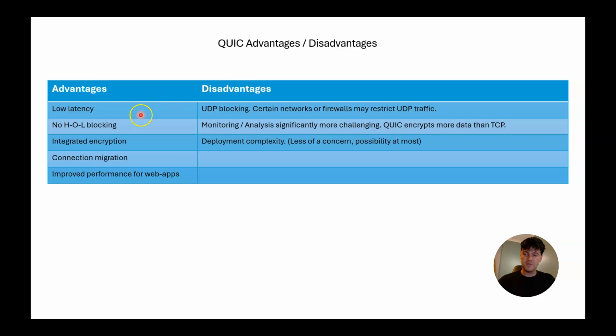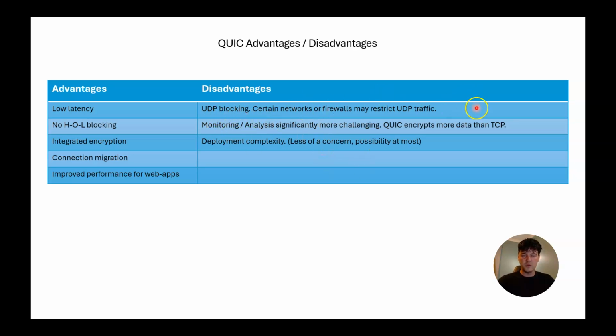For our advantages and our disadvantages, we have low latency, no head of line blocking, integrated encryption, connection migration, and improved performance for web apps. So say we're loading a website, and we will be able to simultaneously load the images and the videos on that website.